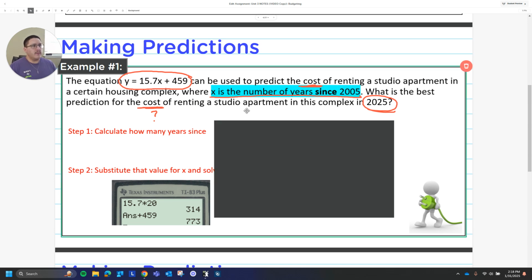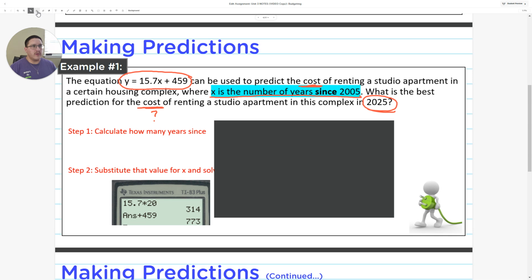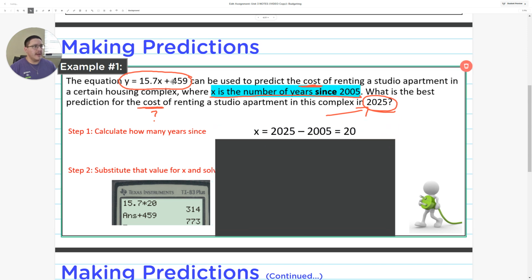So we need to know, first off, how many years since 2005 has it been? We're trying to calculate this equation for 2025. So 2025 minus 2005 is 20. So it's been 20 years. We're calculating this equation for 20 years. What will the price be in 20 years for this complex?